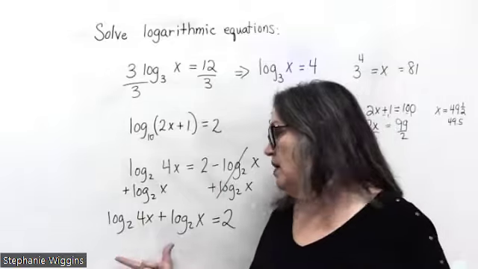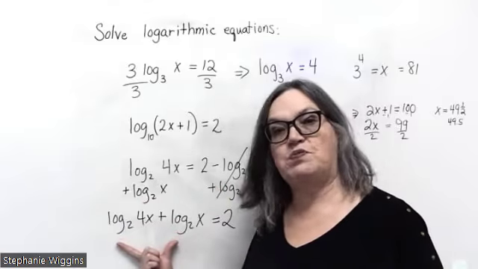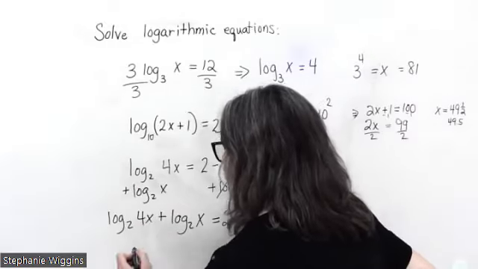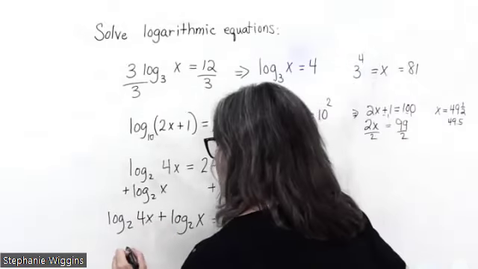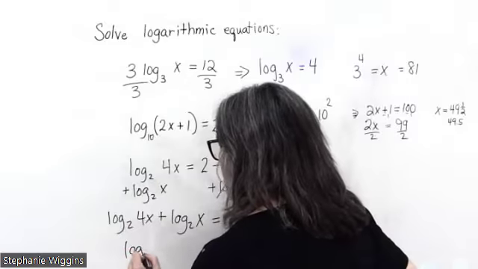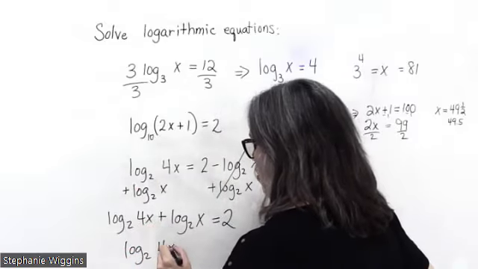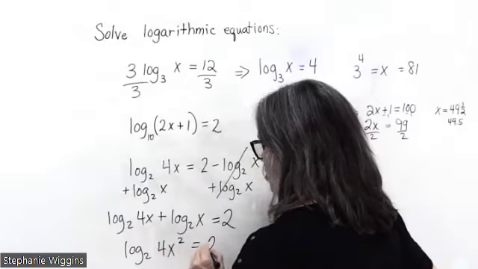So now I've got the logs grouped together. I'm going to combine them. They have the same base, and we're adding. So this is going to become log base 2 of 4x times x, which is 4x squared, and that's equal to 2.